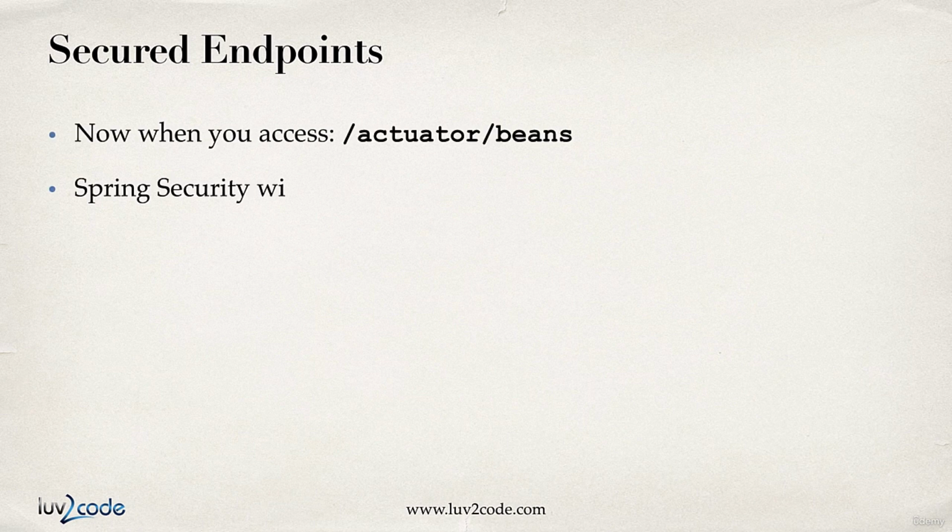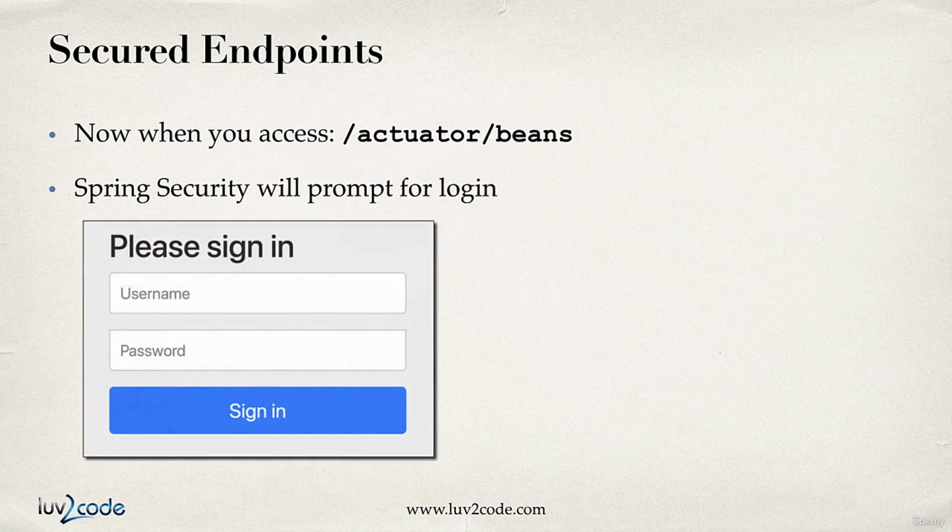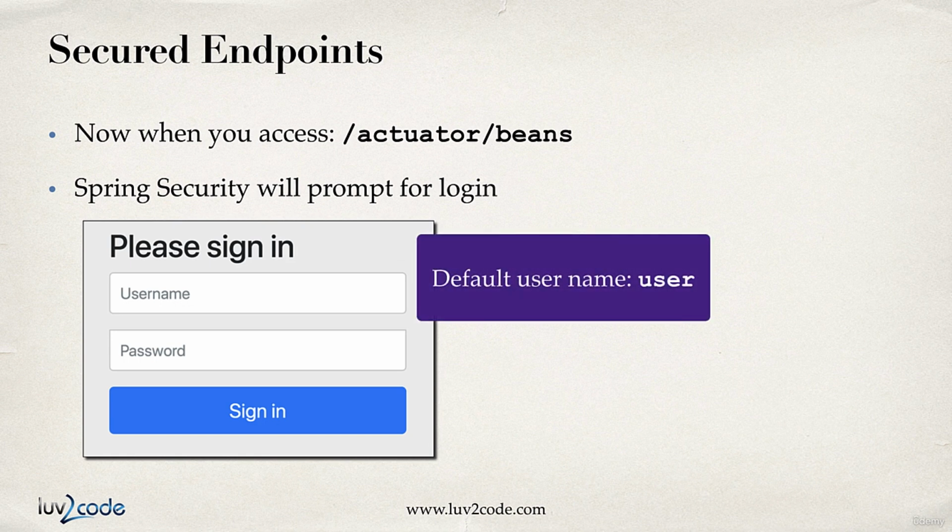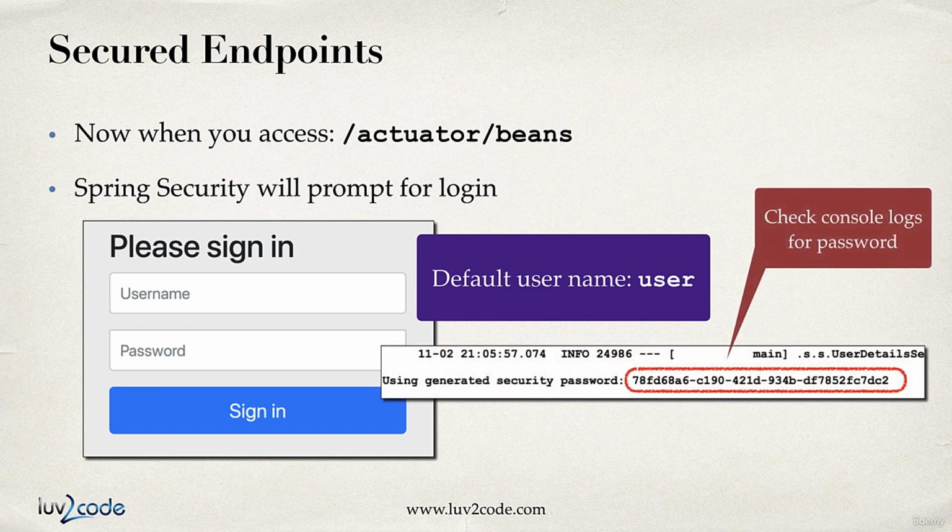Once we add this Spring Boot Starter Security dependency, then when we access /actuator/beans, Spring Security is going to prompt for a login, and the user will have to give their username and password in order to access those given endpoints. Now, the default username is user, and as far as the password, you'll have to look at the actual console to figure out what the default password is. You'll see this entry in the console logs. It'll say, using generated security password, and give you this big long password. So that's one approach, using the default username of user and the generated password.